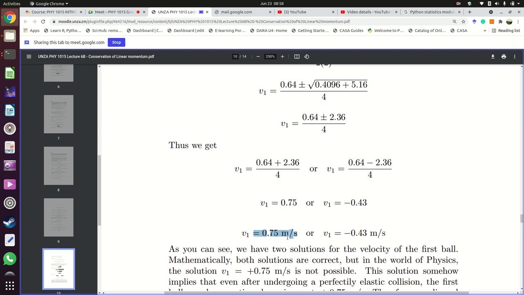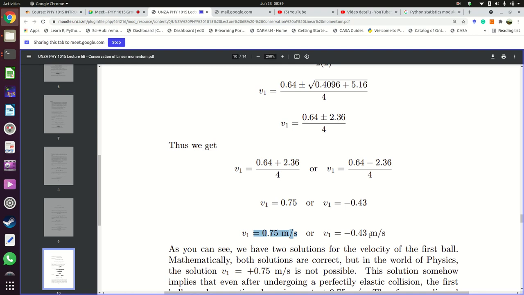So we are left with the other one. V1 is equal to minus 0.43 meters per second. Now, this solution has got a minus. The minus is telling you that the first ball is going to move in the west. That the first ball is going to bounce, then move westwards. That's what the minus is telling you. And this is exactly what we expect. That if two things are going to collide, they will bounce off. They don't stick to each other. They bounce off each other. If they bounce, then the other thing moves in the opposite direction.